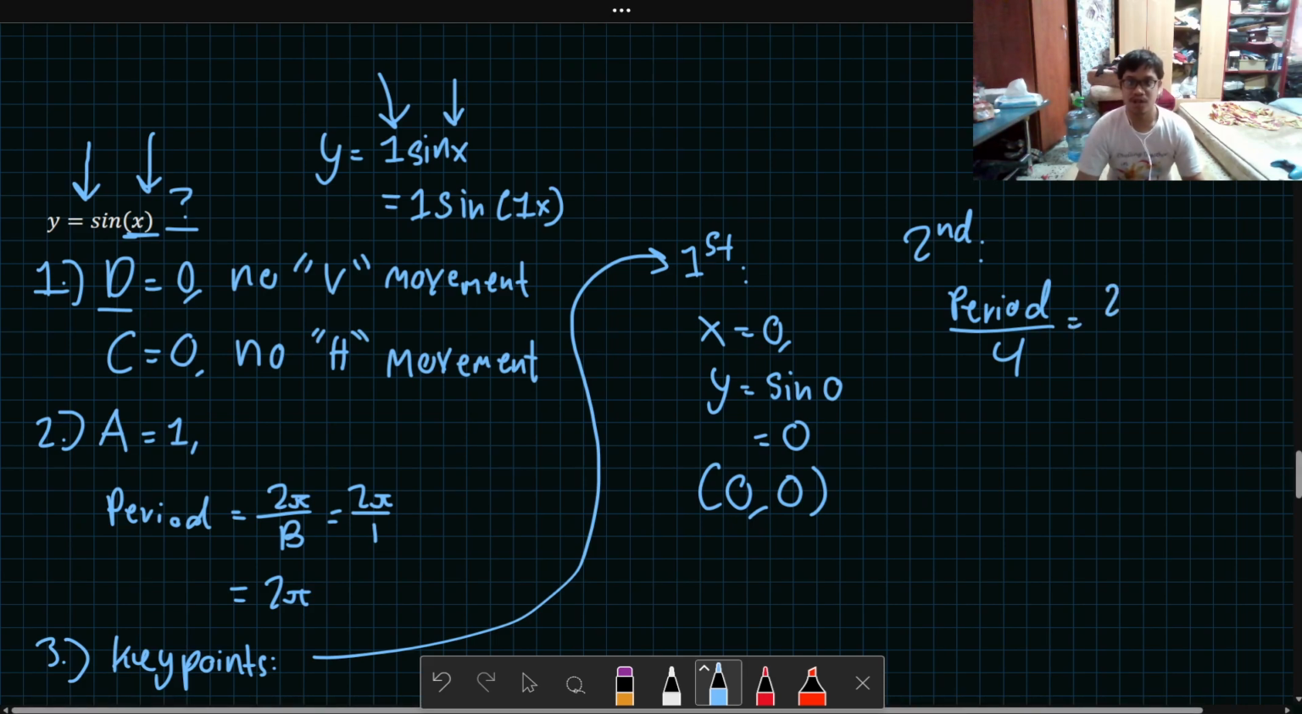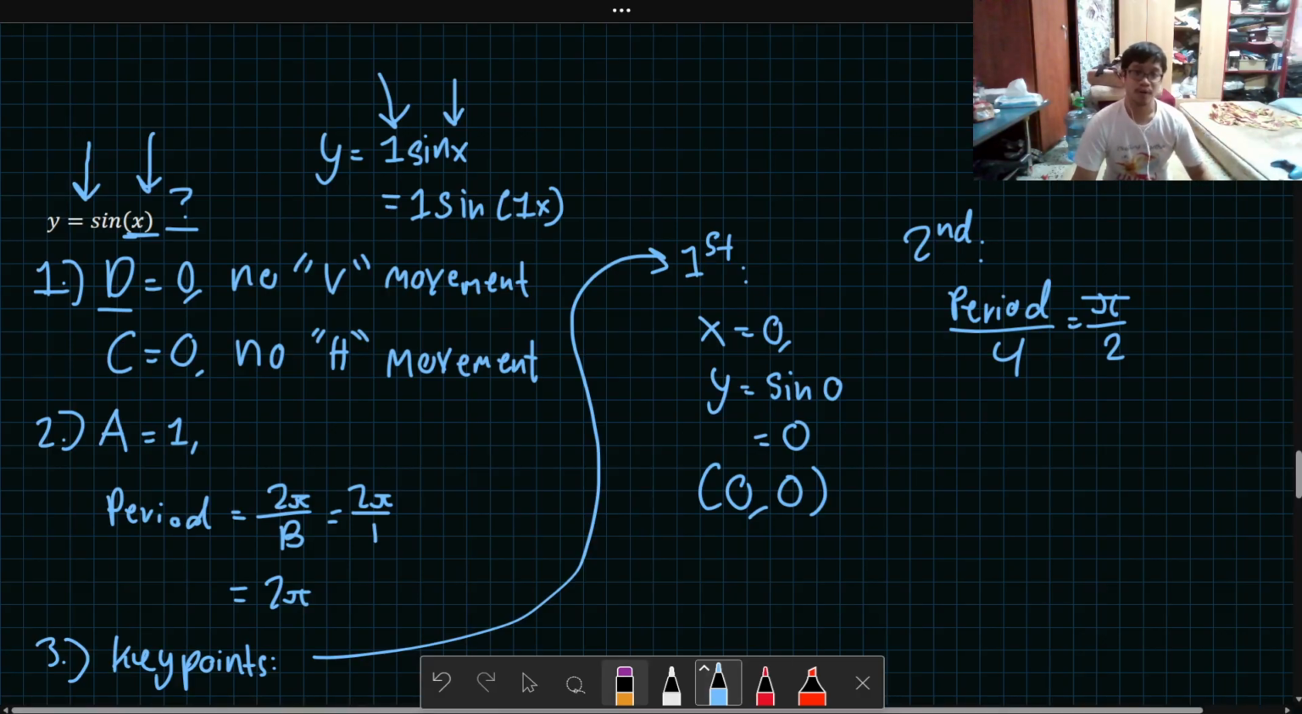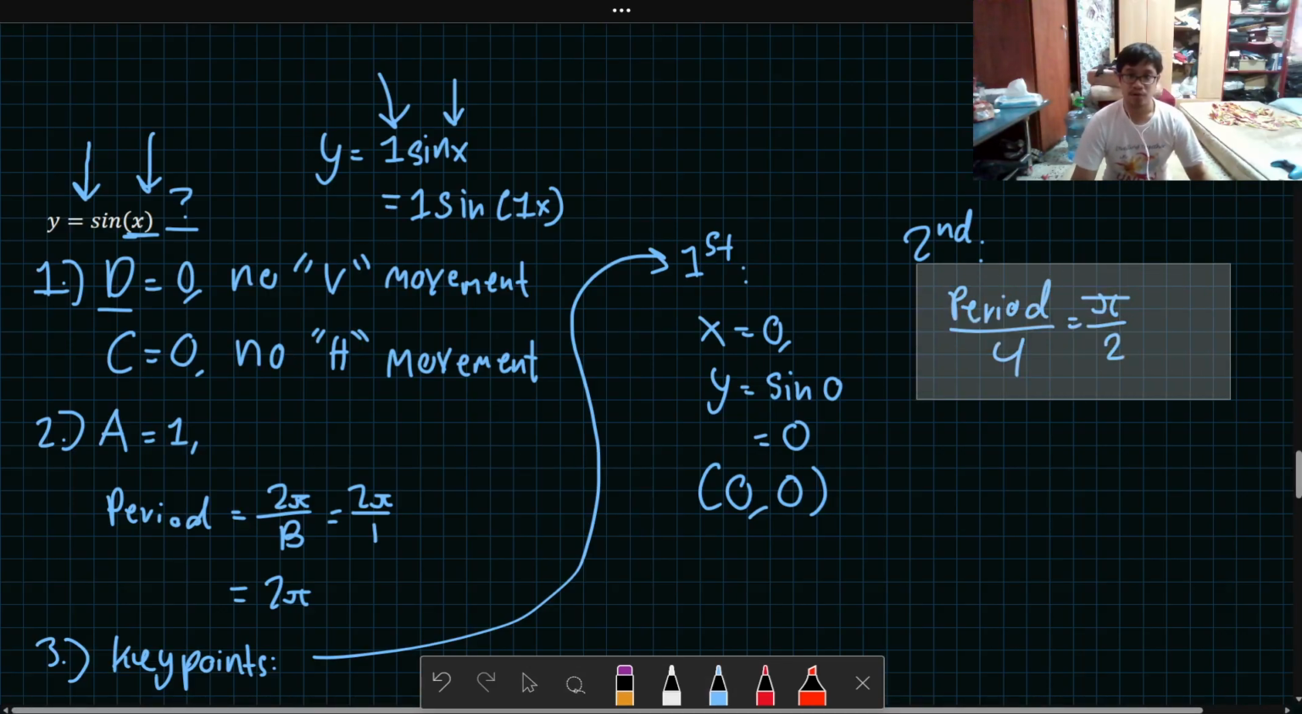So the period is simply 2 pi all over 4. This one we can simplify because 2 and 4 are both divisible by 2. So 2 divided by 2 is 1 and 4 divided by 2 is 2. Therefore, you have a simplified answer of pi all over 2. So with that being said, we can use this to find the x coordinates of your key points, to be particular, from the second key point up to the fifth key point. So now that we have pi all over 2, I'm going to put it here.